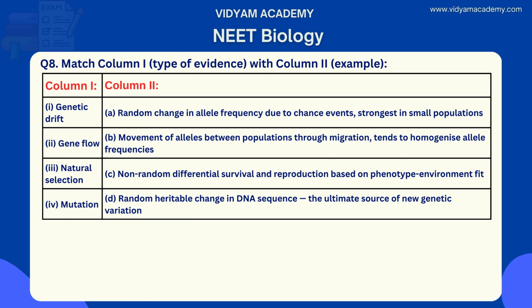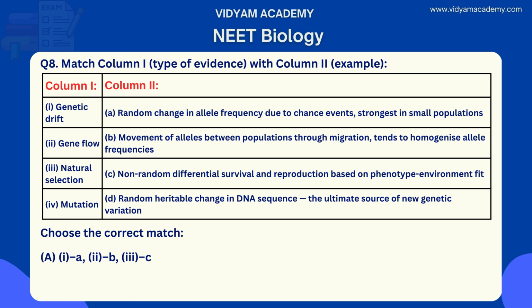So here on the right hand side, option A, random change in allele frequency due to chance events, strongest in small populations. Option B, movement of alleles between populations through migration, tends to homogenize allele frequencies. Option C, non-random differential survival and reproduction based on phenotype-environment fit. Option D, random heritable change in DNA sequence, the ultimate source of new genetic variation. So here are the options.